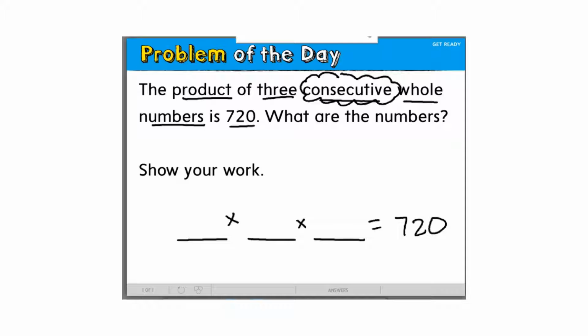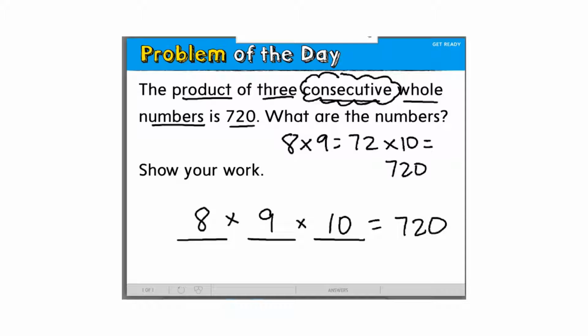Okay, try again. I got 8 times 9 times 10 because 8 times 9 is 72 if you know your basic facts. Then times 10, you do the strategy that we learned this chapter, which is we add a 0 at the end. So 8, 9, and 10 would be 3 consecutive numbers.